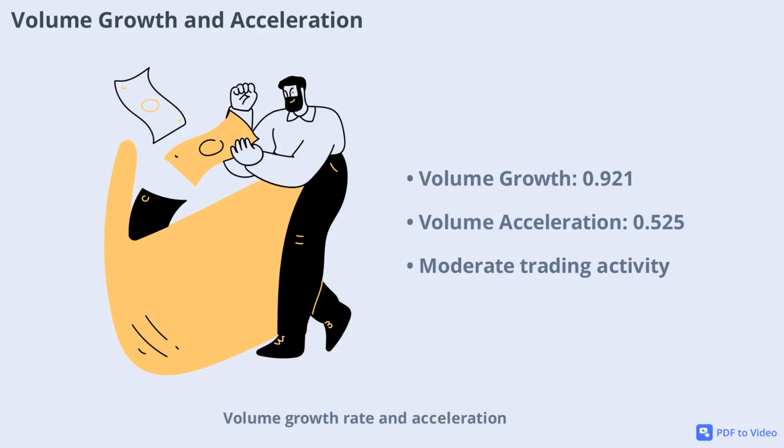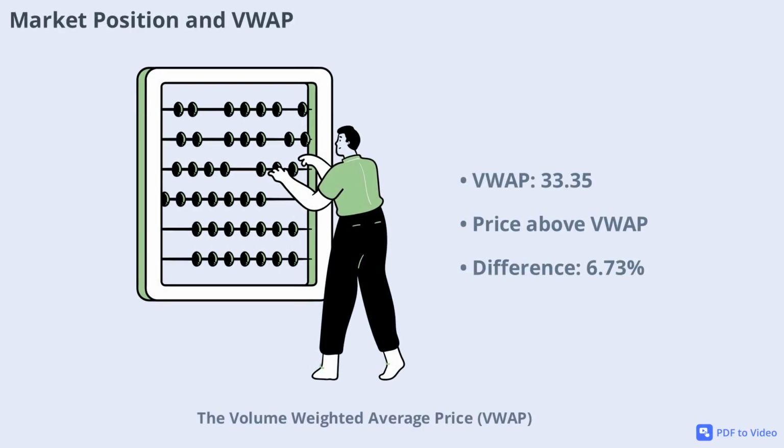Volume growth rate and acceleration provide additional context for trading activity. COWG's volume growth rate is 0.921, and volume acceleration is 0.525. These moderate values suggest that while there is some increase in trading activity, it is not significant. Traders should watch for spikes in volume, as they often precede major price moves and can confirm the validity of breakouts or breakdowns. The volume-weighted average price, VWAP, is a key benchmark for institutional traders.